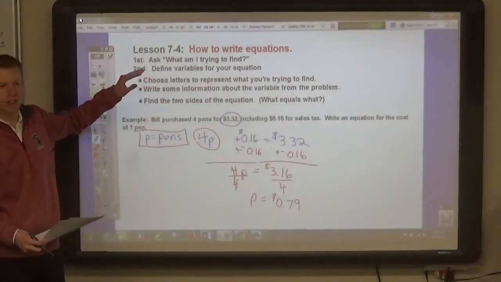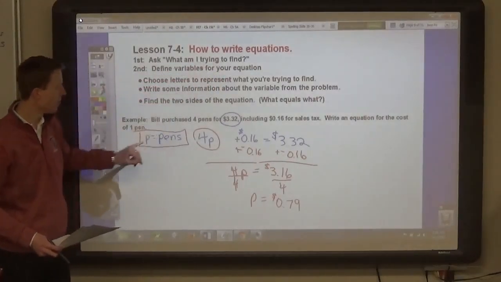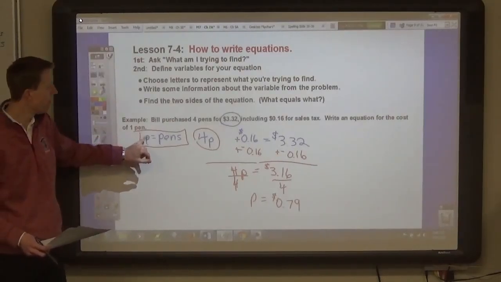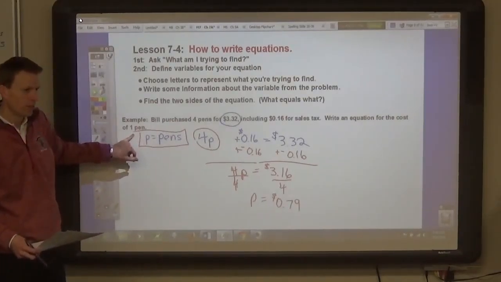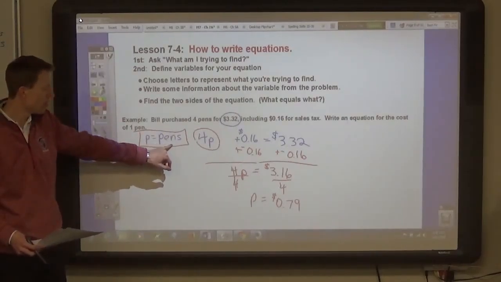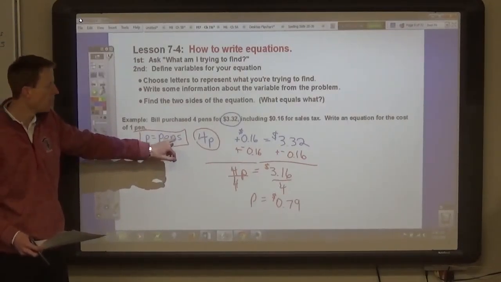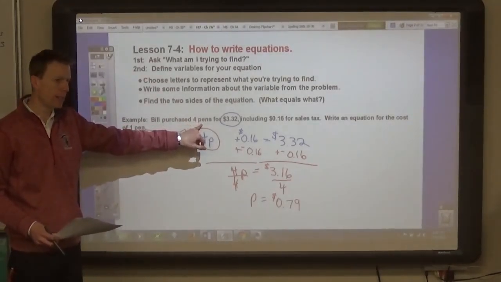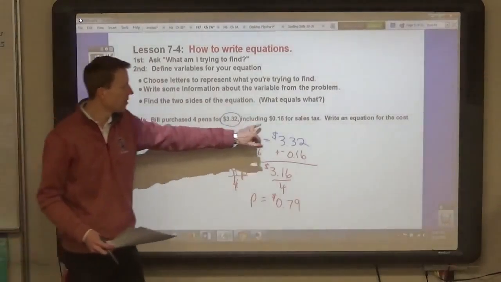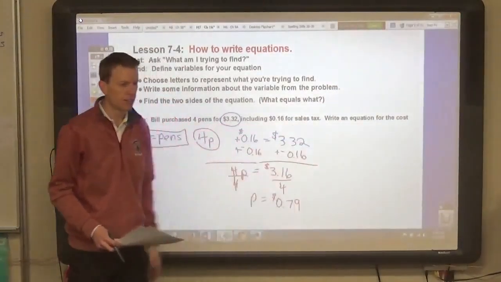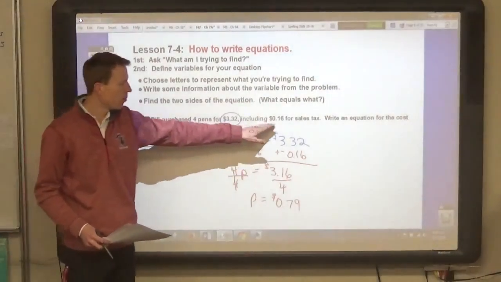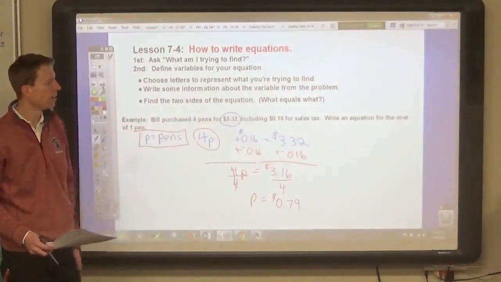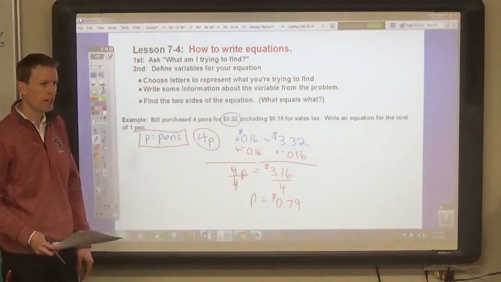What was the process again? First we had to figure out what are we trying to find. We're trying to find the cost of 1 pen. Then we had to define a variable. P equals pens, and then go back and look for expressions that are in the problem. 4 pens, 4P, 16 cents for sales tax. Now, we don't need another variable for this. We can just add that 16 cents to our total. Okay?